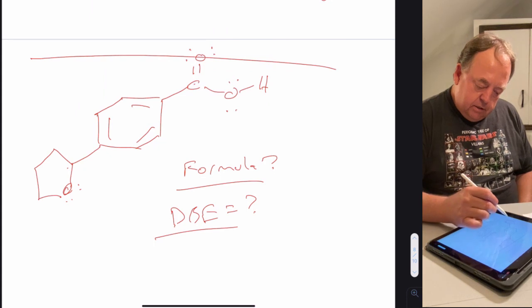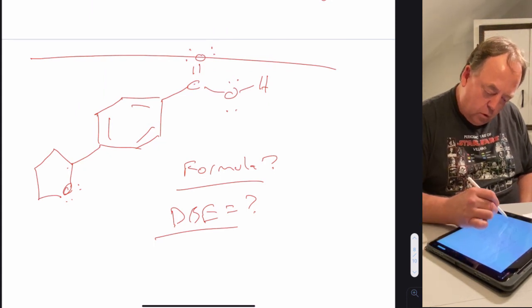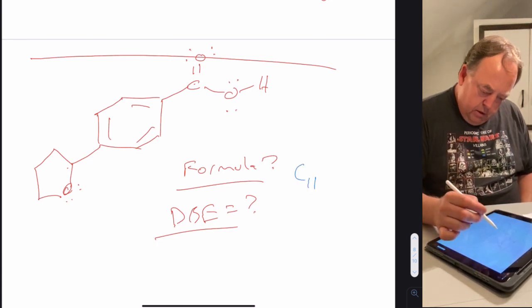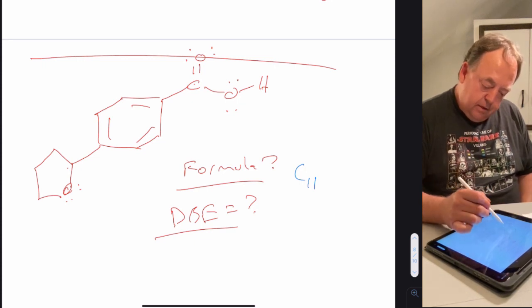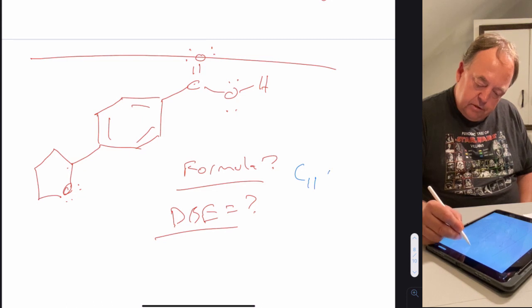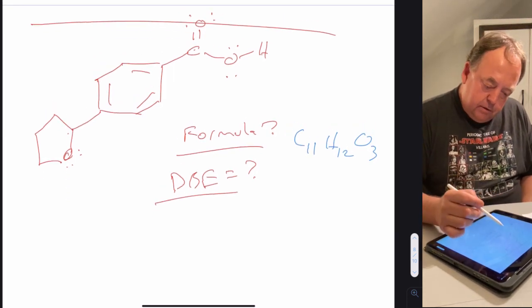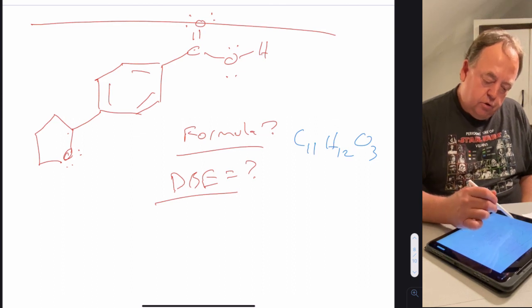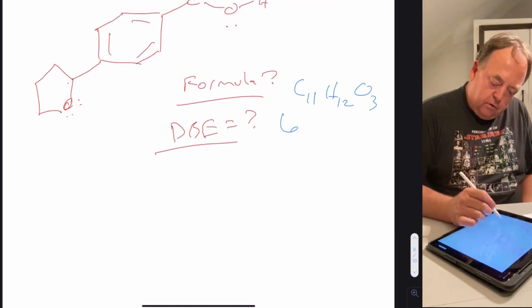So the formula is, it's got 6 carbons in the ring, plus 1 there, plus 4 here, so 6, 10, 11. I see 11 carbons. 1, 2, 3, 4, 5, 6, 7, 8, 9, 10, 11, 12. I see 12 hydrogens, and I see 3 oxygens. So how many double bond equivalencies? Well, there's 1, 2, 3, 4 actual double bonds, and there's 2 rings, so that should be 6. And let's see if that's what the formula gives.